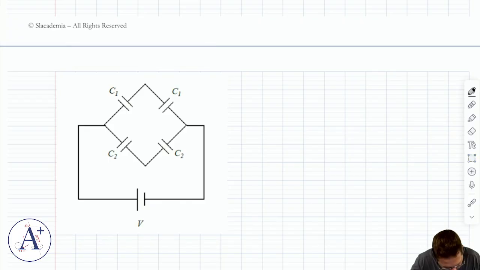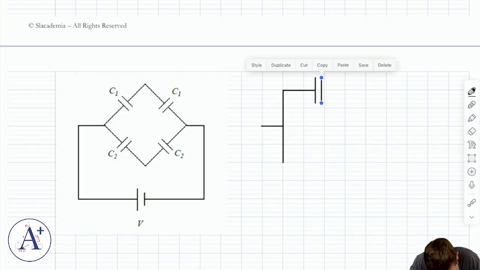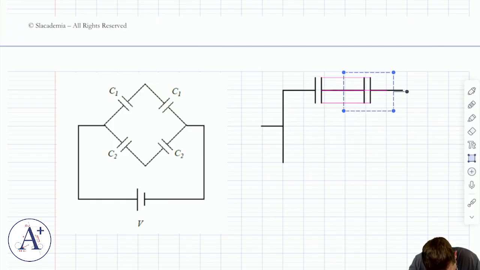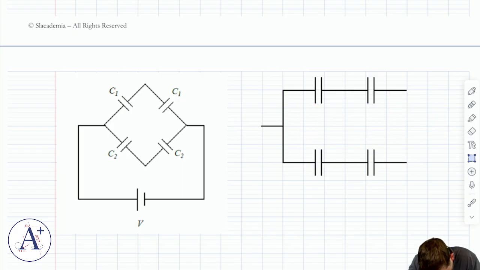Now, here we go again, right? Configuration B has slanted capacitors. That is only to scare you, okay? So we are going to redraw this arrangement and say that it is the same as this. It is the same as having C1 here, followed by C1 again, and then down here, C2 followed by C2.